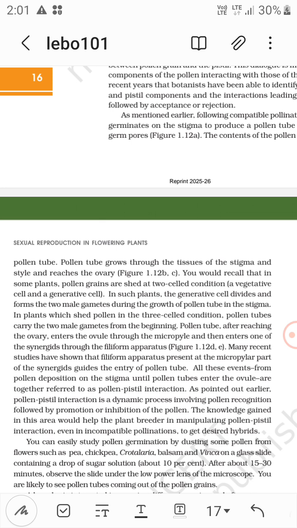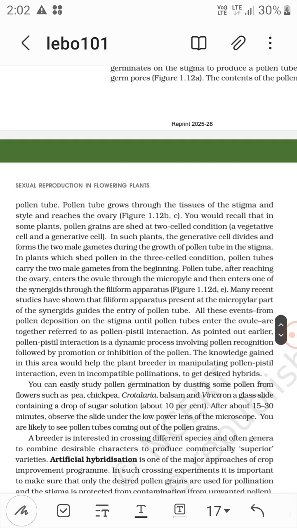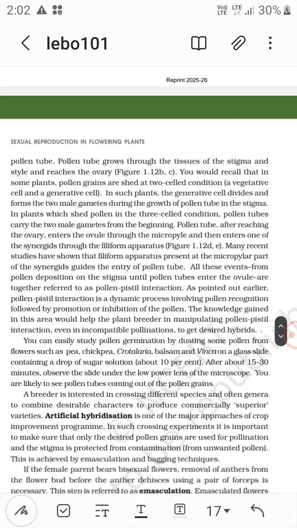As pointed out earlier, pollen-pistil interaction is a dynamic process involving pollen recognition followed by promotion or inhibition of the pollen. The knowledge gained in this area would help the plant breeder in manipulating pollen-pistil interaction, even in incompatible pollinations, to get the desirable hybrids. So it can be used in incompatible pollinations to get the desired hybrids. Pollen-pistil interaction to get the desired hybrids, it can be asked in exam.